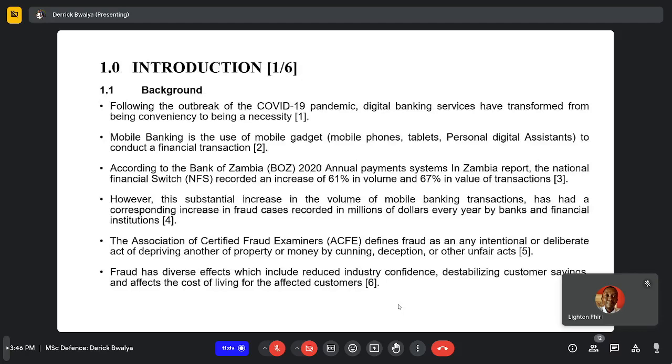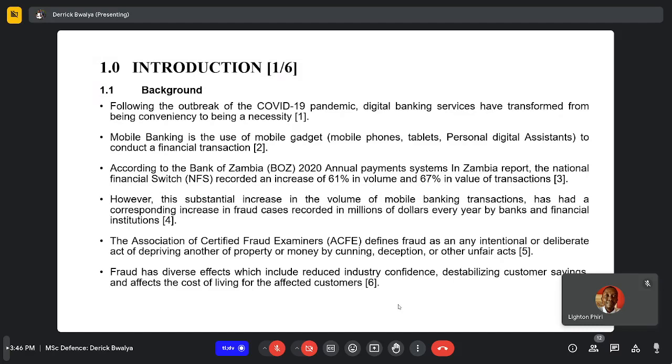I move to the background. I'll be cruising because of the number of slides that I have. Following the outbreak of the COVID-19 pandemic, digital banking services have transformed from being an inconvenience to being a necessity. Mobile banking, as a definition, is the use of mobile gadgets to conduct financial transactions. According to the Bank of Zambia 2020 Annual Payment Systems in Zambia report, the national financial switch recorded an increase of 7% in volume and 67% in value of the transactions processed.